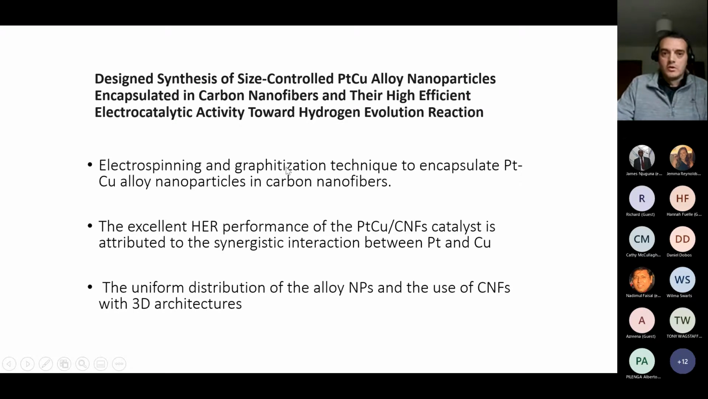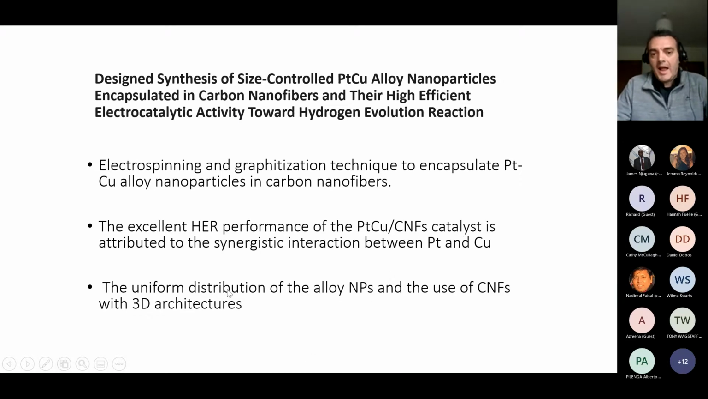So how did they introduce that particular system? They use different techniques. One is electrospinning and graphitization to encapsulate the platinum copper nanoparticles into carbon nanofiber. As I mentioned earlier on, there is an excellent performance as a catalyst, and this is attributed, as I mentioned, to the bimetallic effect between the platinum and copper.